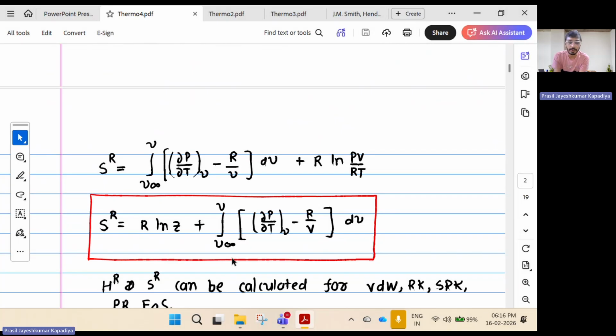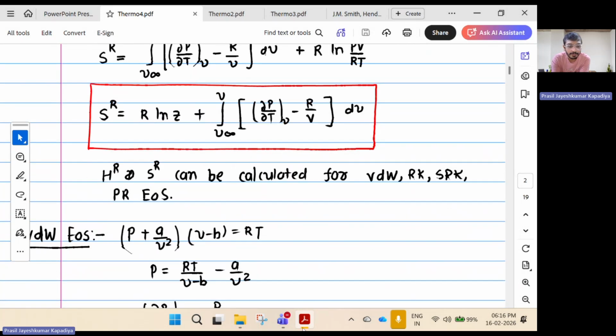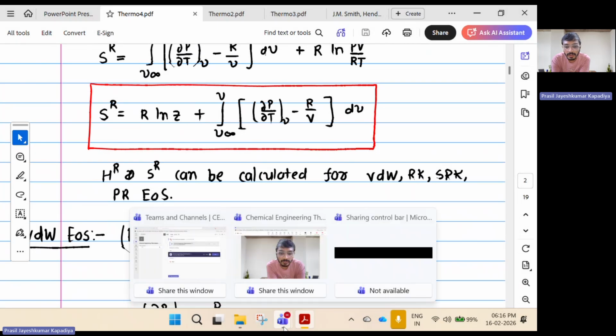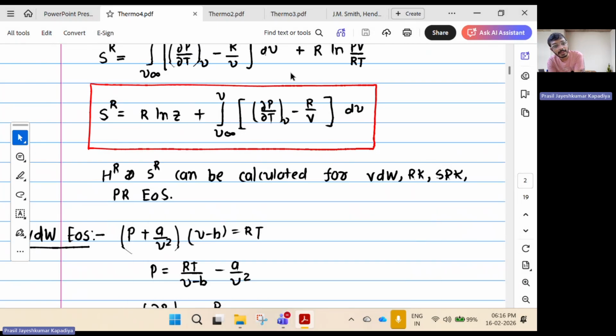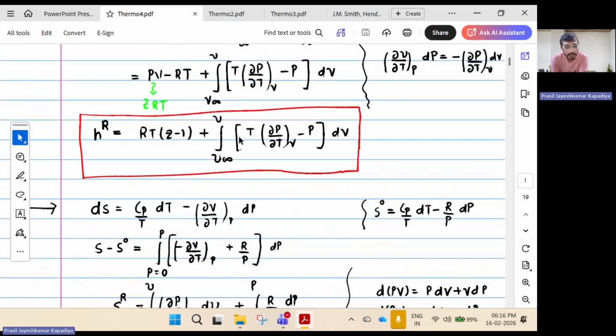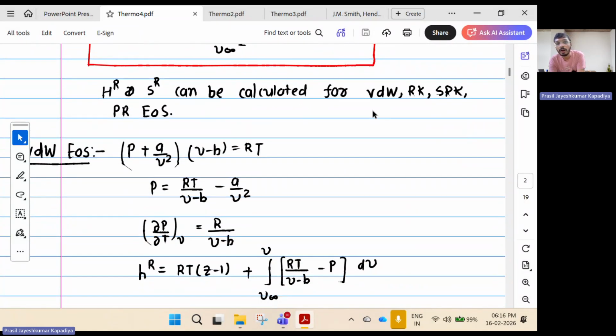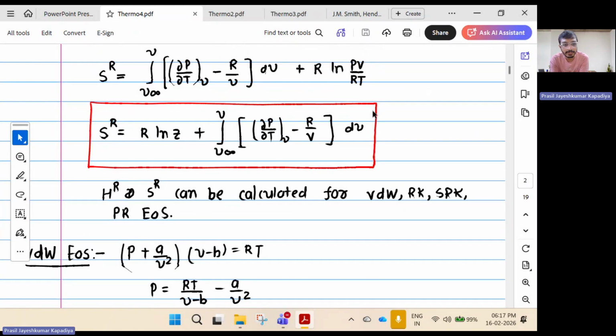So remember, when anyone is asking what the residual property value is for an ideal gas, that is nothing but 0 for enthalpy and entropy. Okay. So now let's move ahead. Let's say I am having these residual enthalpy and residual entropy equations, and now I want to deal with how I can predict these HR and SR values for various equations of state. So let's say I am first dealing with the van der Waals equation of state.